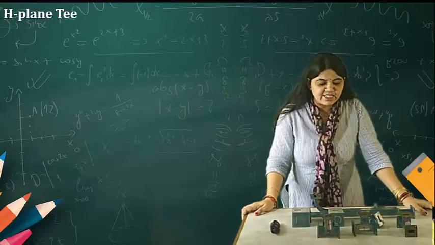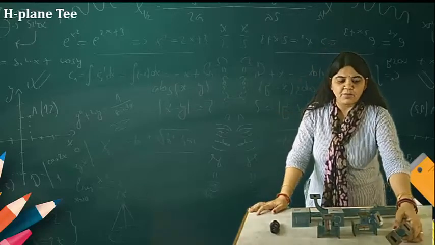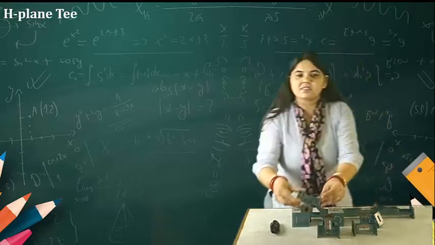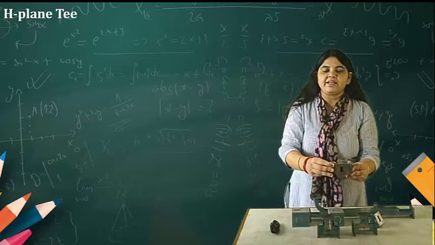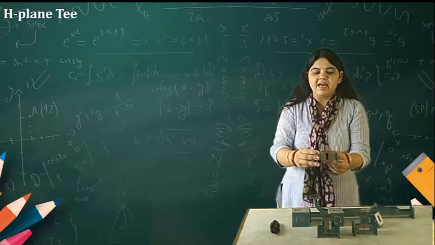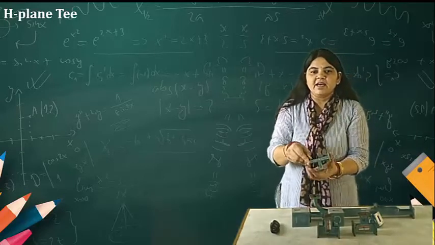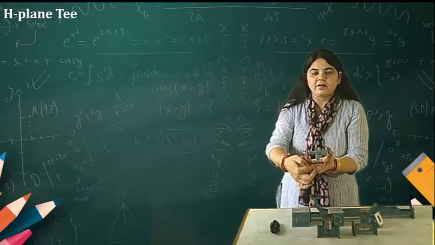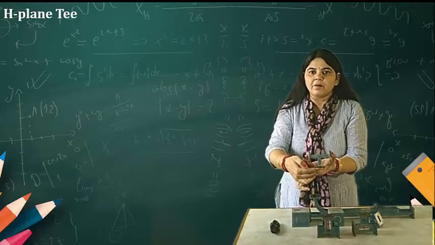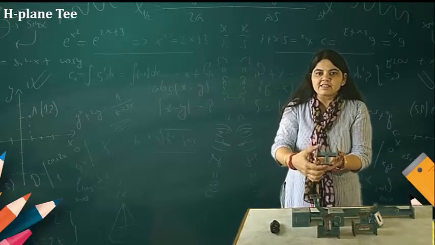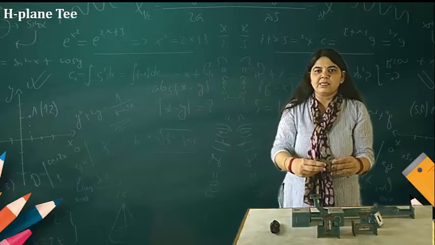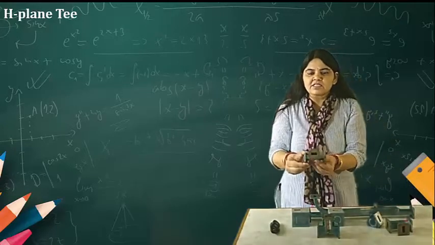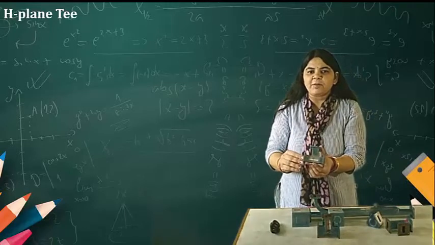In the last lecture, we learned about the component known as the E plane T. You can see that this is the E plane T, and it has port number 1, port number 2 and port number 3. This is known as the E arm, and we have derived the S matrix for this component. In today's lecture, we will learn about the H plane T.